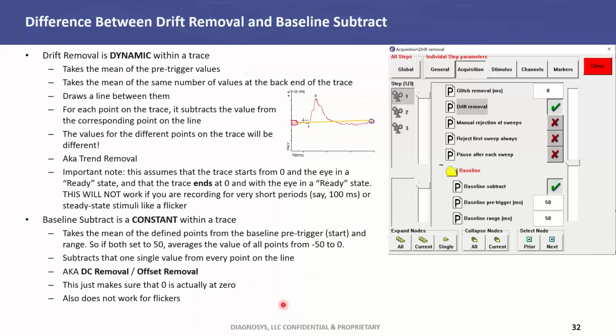Neither of those will work for steady state stimuli like a flicker. They both require that the eye start in a ready state and end in a ready state. So it's not going to work if you record for very short periods of time, or if you've got a steady state stimulus where you've got a response that will be coming before T0.